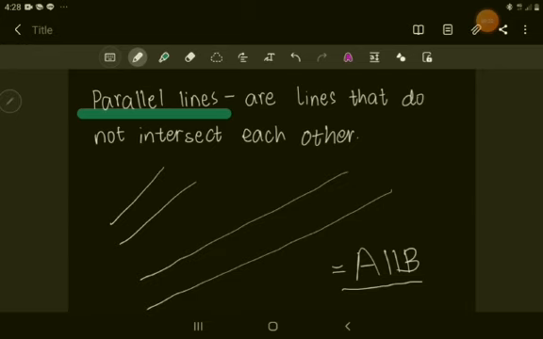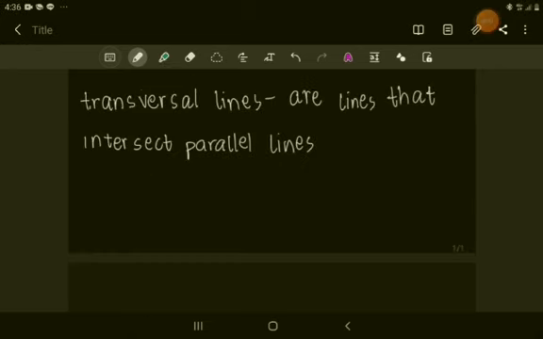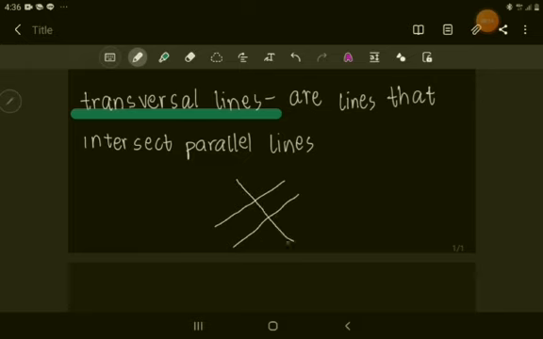Now let's move to transversal. Transversal lines are lines that intersect parallel lines. As we learned, parallel lines are lines that never intersect each other, just like this. But a transversal line cuts these parallel lines, and this line right here is called the transversal line.